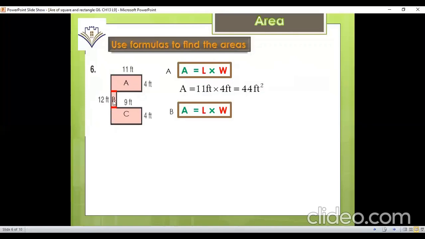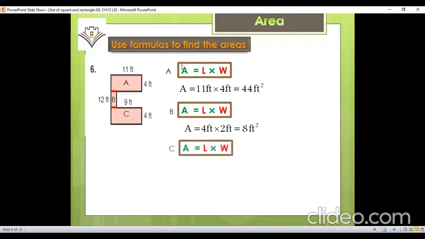Then 4 multiply what? We need this point. This is the red line, this small red line. Look, all of this line, the length of this line is 11, and the black part here is 9. 11 minus 9 equals 2. Then the length of this red line is 2, and this line is 4. Then the area equals 4 feet multiplied by 2 feet equals 8 square feet.